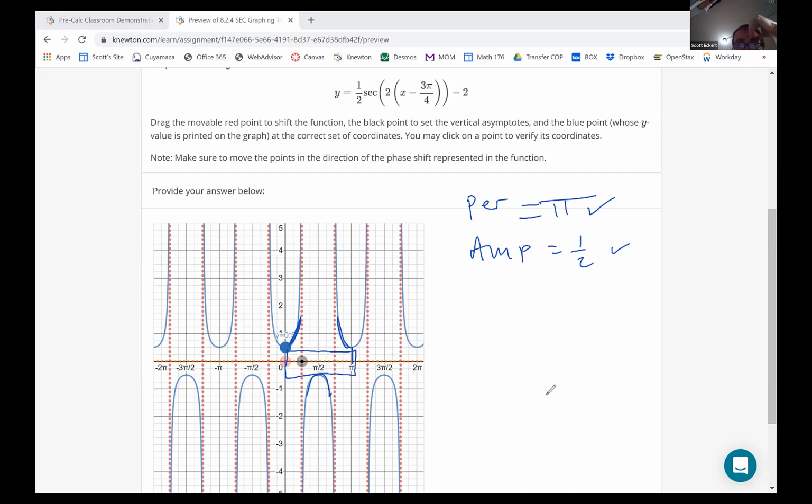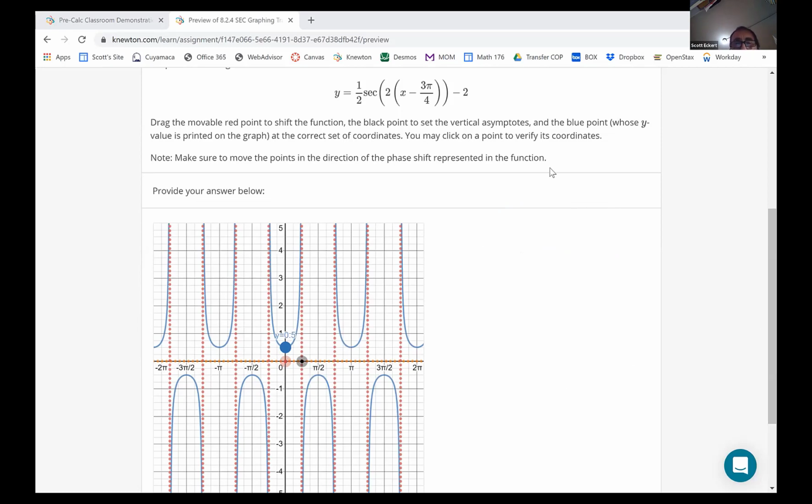We can shift this. So for Newton, it's a little better, I think, to work the period and amplitude box first and then do the shifts. Because if I had to shift that, I think I would have been really confused with the period. But we got the period and amplitude. Now let's clear that all out. And let's do the shift.